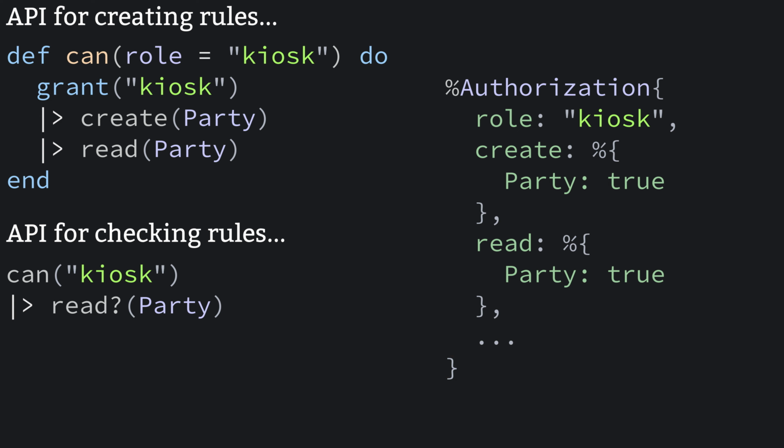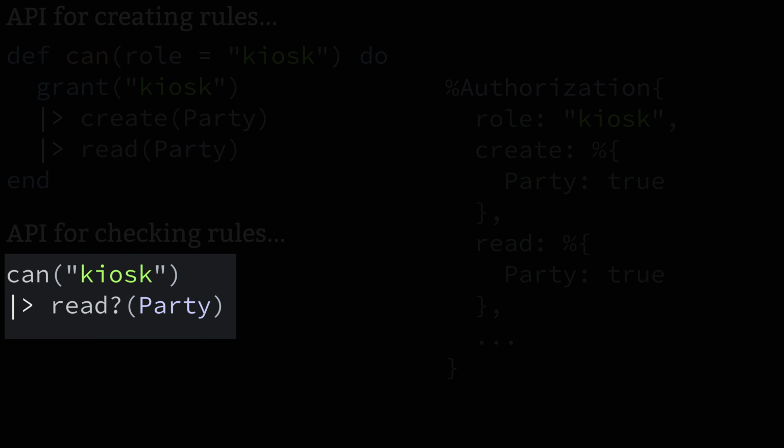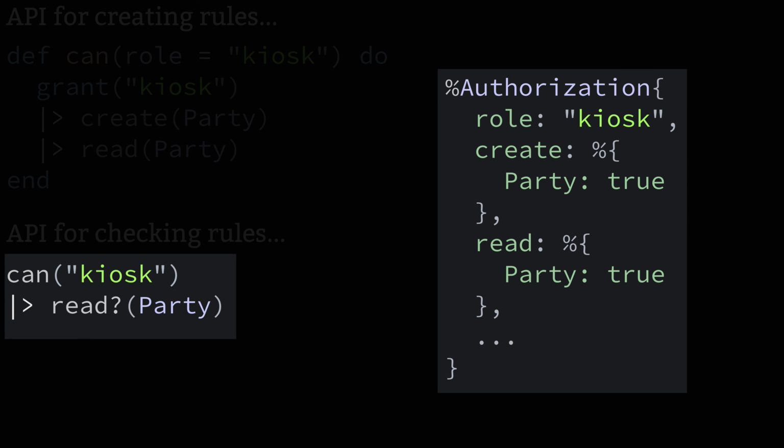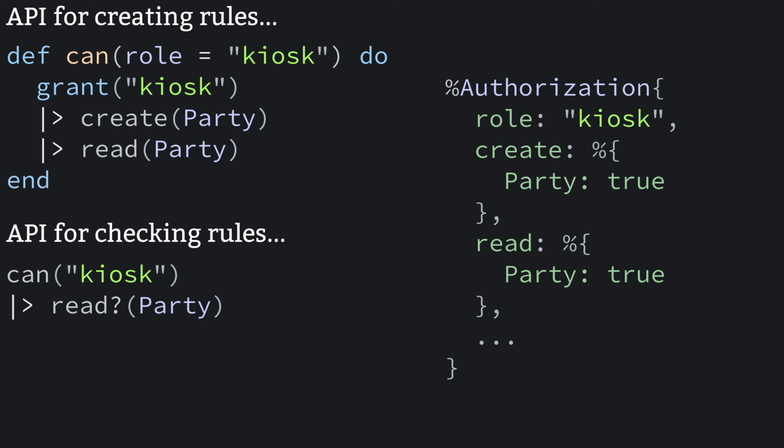The next thing to think about in our new authorization struct is this expression here. Basically, calling the can function should return an authorization struct like this, which gets passed in the other read function here, which simply looks at this read field to see if there's a party resource, and it'll return this value here.